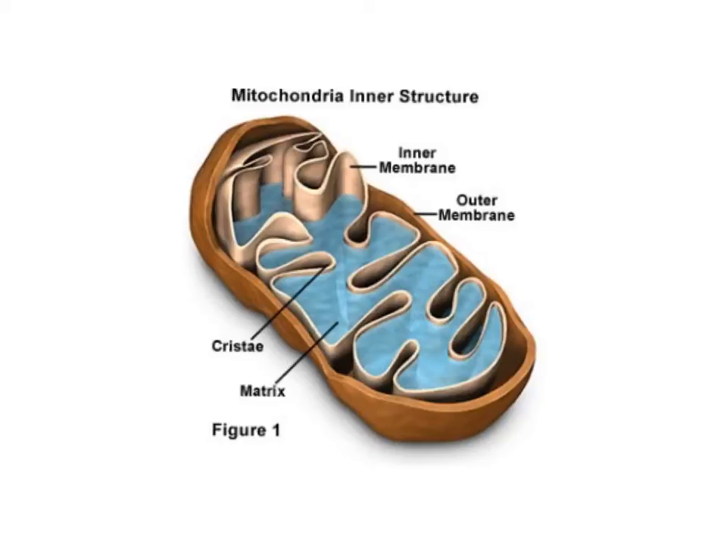Glycolysis occurs in the cytoplasm, pyruvate oxidation and the Krebs cycle happen in the matrix, and electron transport chain occurs in the inner membrane space.